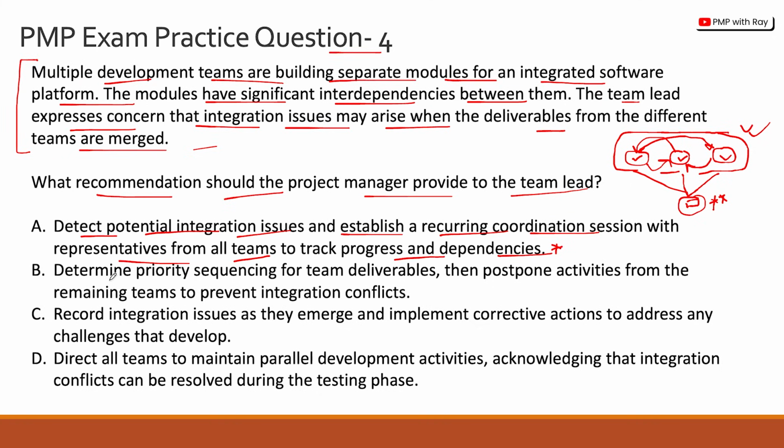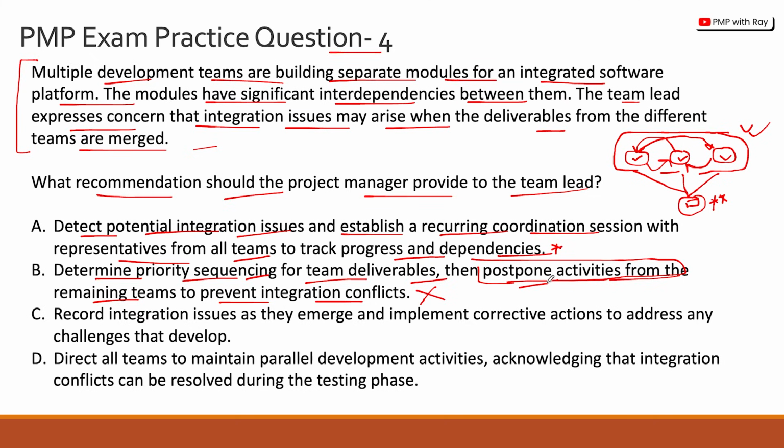Okay, so option B, determine priority sequencing for team deliverables, then postpone activities from the remaining teams to prevent integration conflicts. It is a bit random, right? Because you can't really postpone activities from the remaining teams just out of assumption that okay, this might be okay to postpone that. Okay, now you can still do a priority sequencing. Okay, and the question might be then, okay, how long will you postpone?